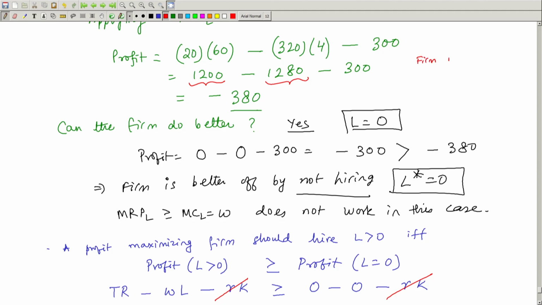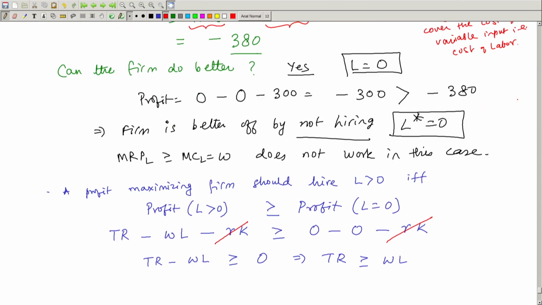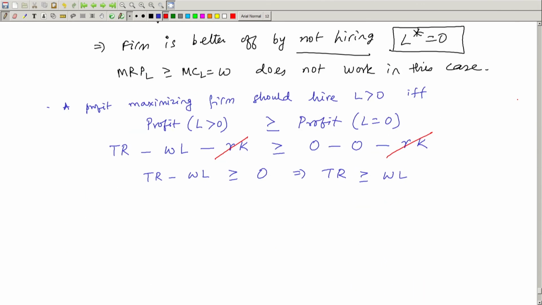So, the firm is not earning enough revenue to cover the cost of its variable input, which is the cost of labor, right. So, if you are not earning enough revenues to cover the cost of labor, and then on top of it if you also add the cost of capital, it is going to be even more negative. So, that is the fundamental reason why the firm should not hire here, and if the firm should not hire, then I need not use the marginal revenue product greater than or equal to the marginal cost rule.